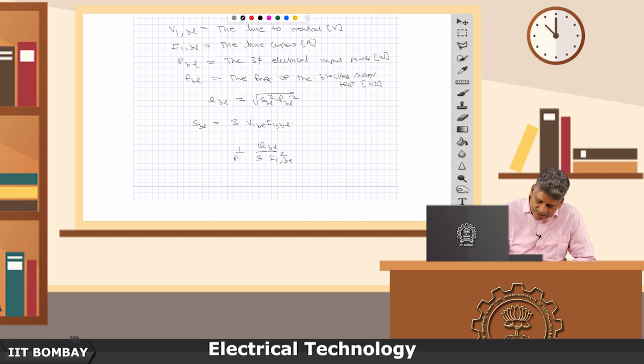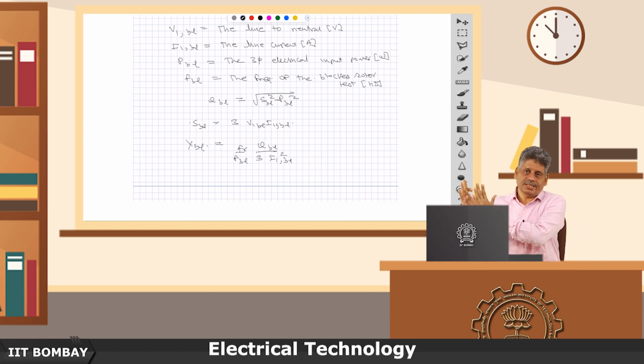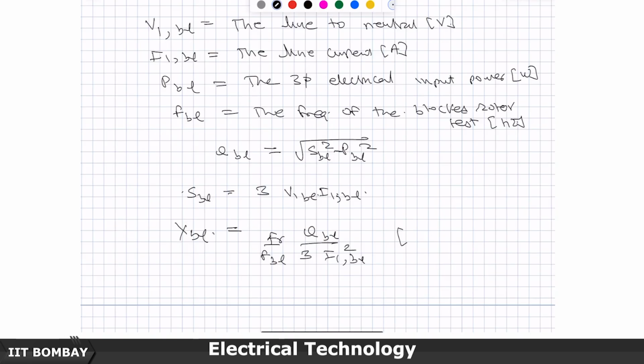So, therefore, I scale it down to 1 hertz, and then bring it back to the rated frequency, and I can calculate the XBL, whatever is that XBL. What is that XBL? We will see that more carefully, but the blocked rotor reactance, we need a name at least for whatever we are doing. This is the reactance that I have calculated.